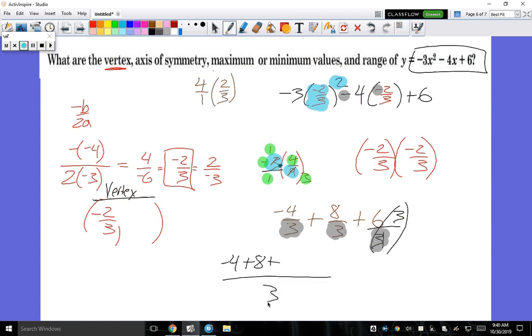What do I write for that last space? 18. So negative 4 plus 8 plus 18 is 22. Is 22 divisible by 3? No. So this would be 22 over 3. Yes, you're going to have fractions.